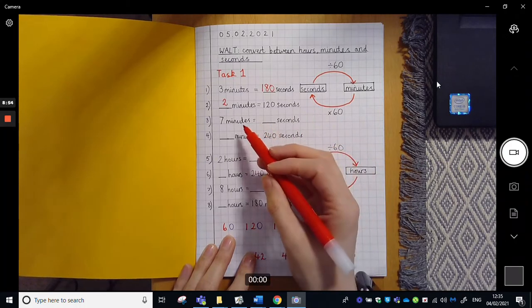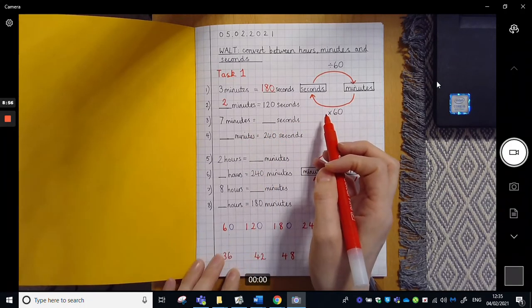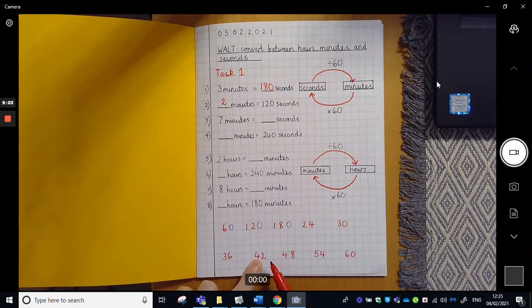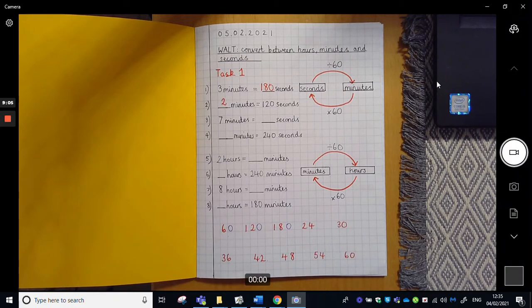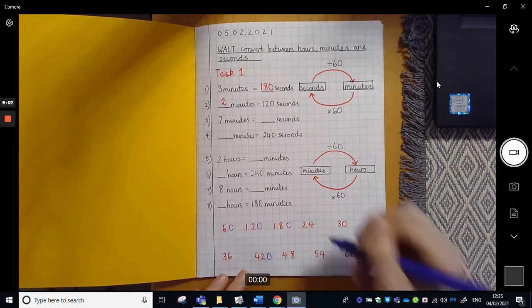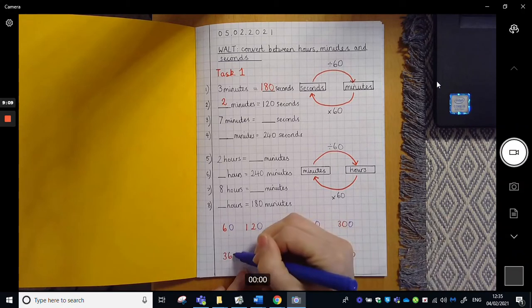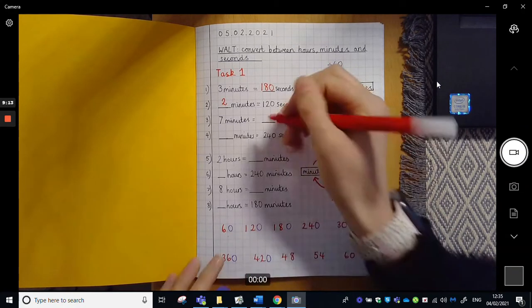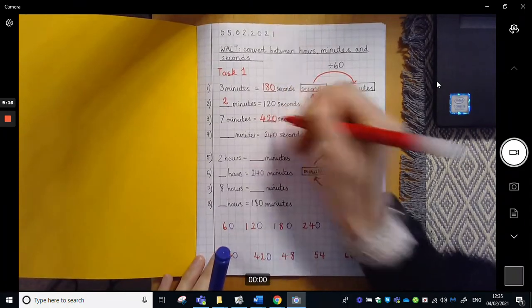Good. So 7 times 60. So it's a little bit tricky now. Let's use this to help me. 1, 2, 3, 4, 5, 6, 7. So if you know your 6 times tables really well, you should know that's 42. Again, I'm going to pop my zeros on there to help me because it's my 60 times table. So my answer is going to be 420 seconds.